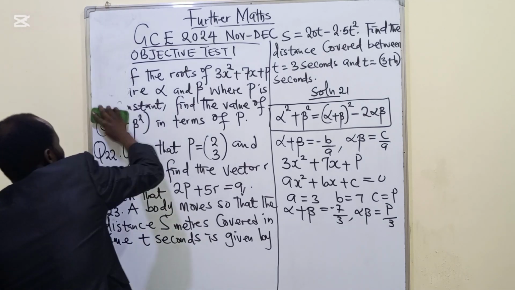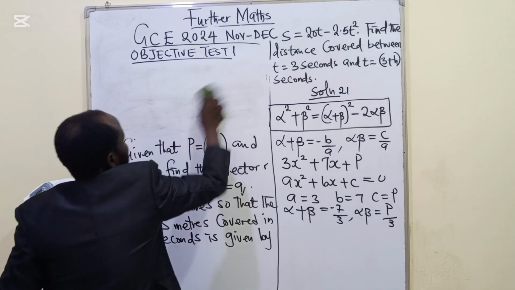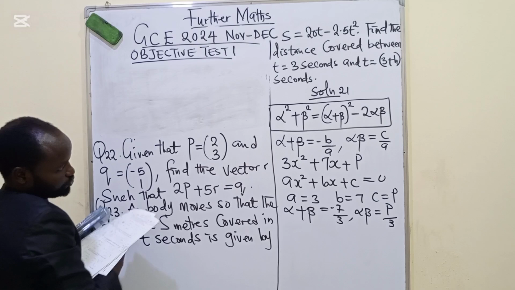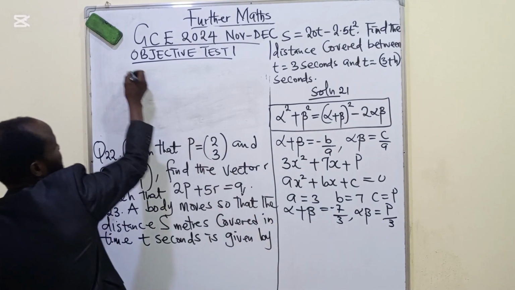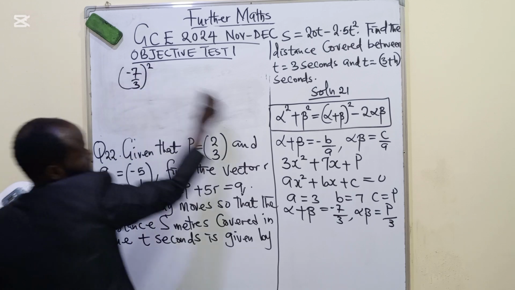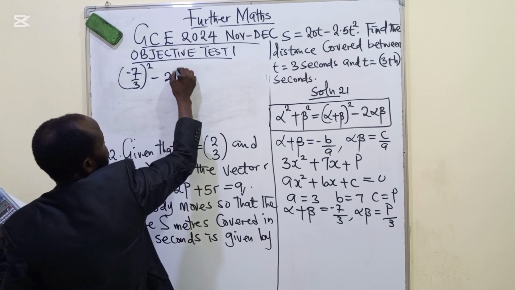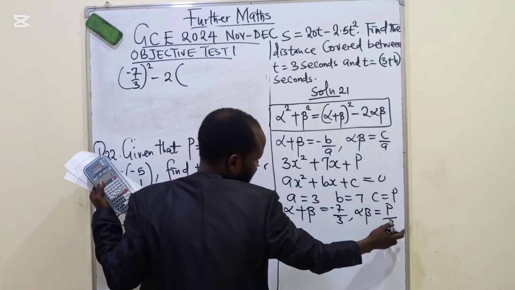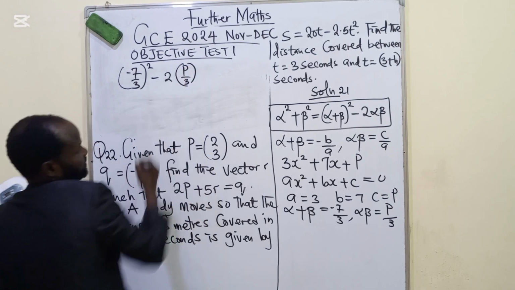So let me remove the question in terms of p. Let me remove the question up to this point. Our next thing to do is to substitute. Alpha plus beta here is minus 7 divided by 3. That will be minus 7 divided by 3 all squared, that's this square now, minus 2 into alpha times beta. Alpha times beta is p over 3, p divided by 3. Very important.